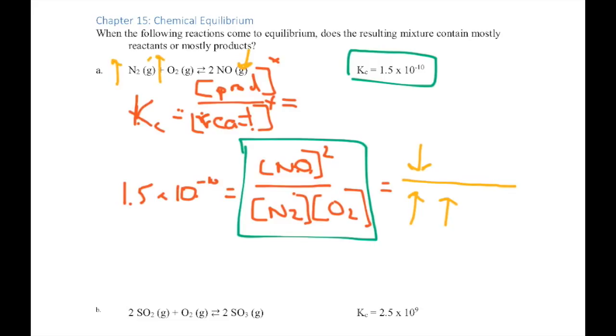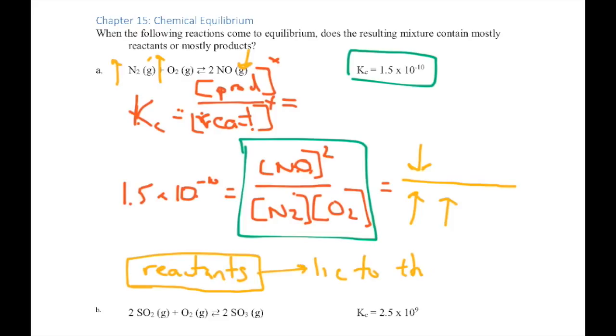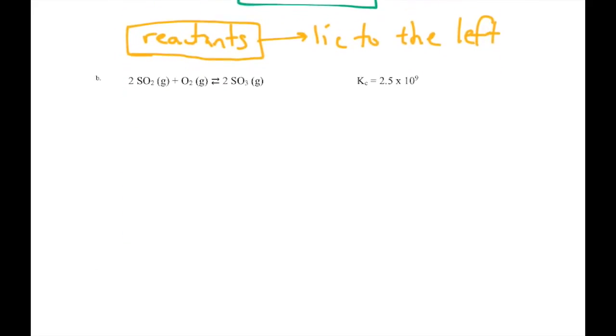So for this first one, the resulting mixture will lie mostly to the reactant side. We will have mostly reactants. So it'll lie to the left. Because this fraction is very small, so we have a great denominator, small numerator. Okay, next example.